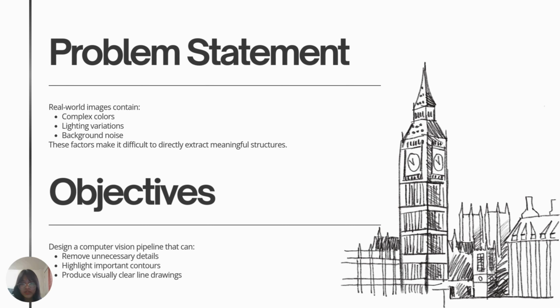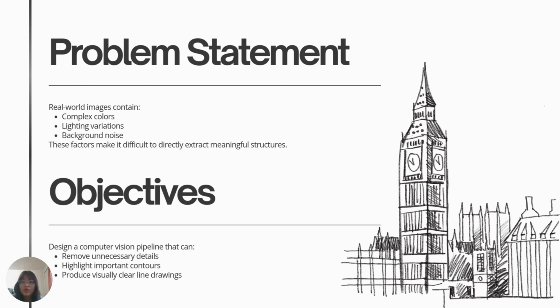The main problem we address comes from the complexity of real-world images. Images captured by cameras usually contain complex color, lighting, background noise, and unnecessary texture. These features make it difficult to directly extract meaningful structural information from images. For example, if we want to identify object boundaries or shapes, this extra detail can interfere with the detection process. Therefore, the challenge is to simplify the image while preserving the important structural features such as edges and contours.